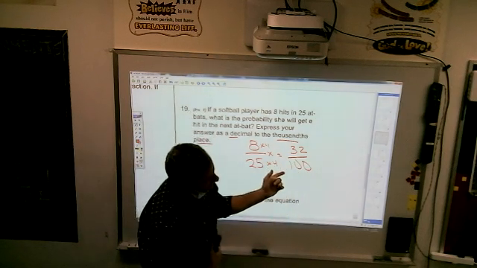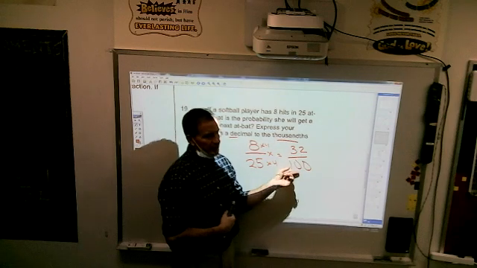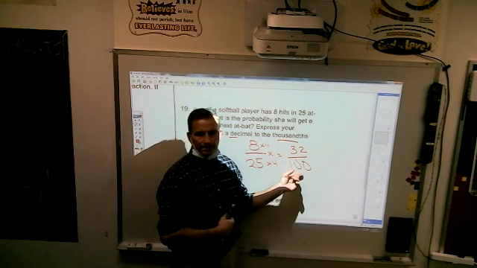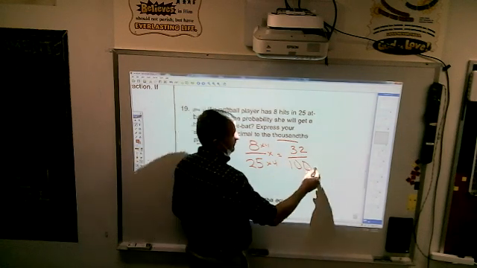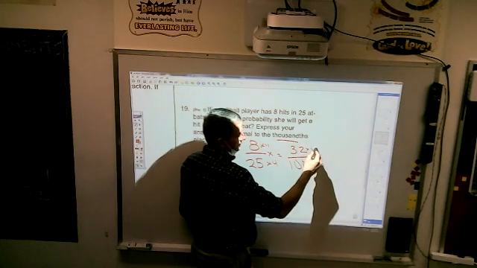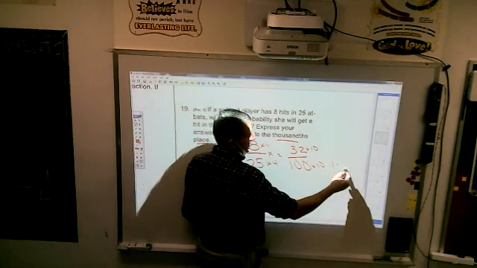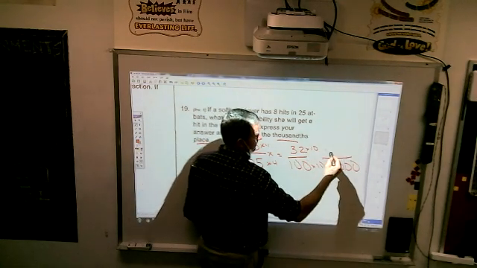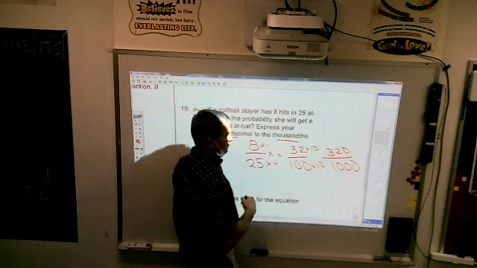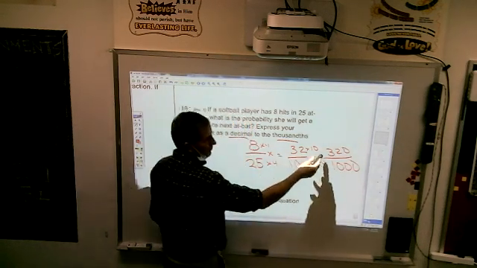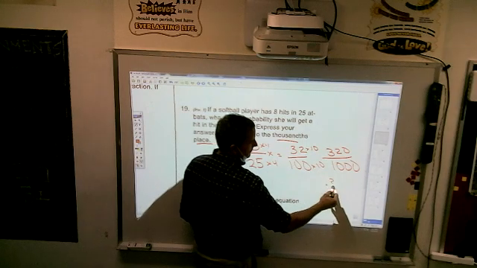How can I change 100 to 1,000? Multiply by what? Multiply by 10. Because this will make this 1,000 down there, and I get 320. Still not my answer because I need to make it a decimal, but it is 320 thousandths.